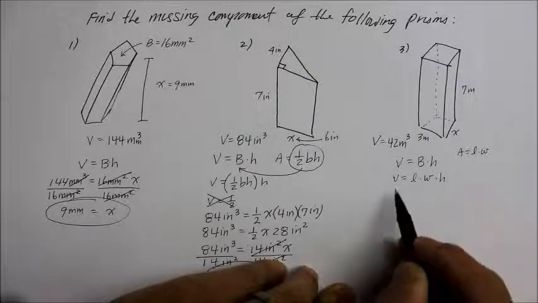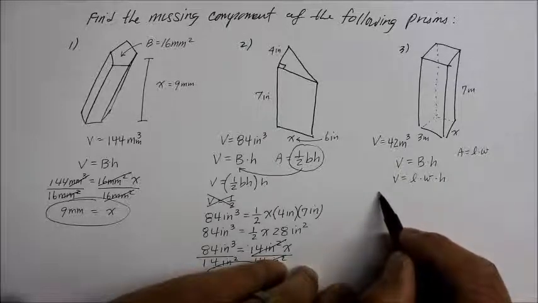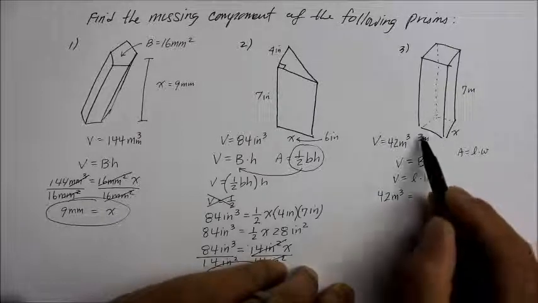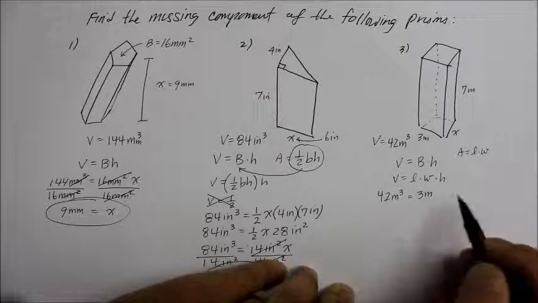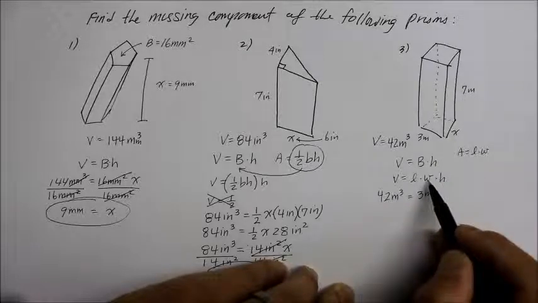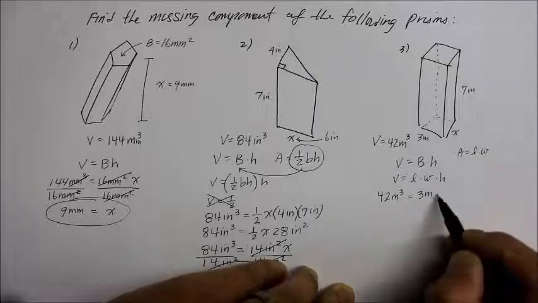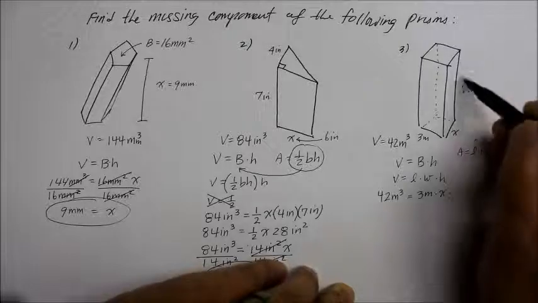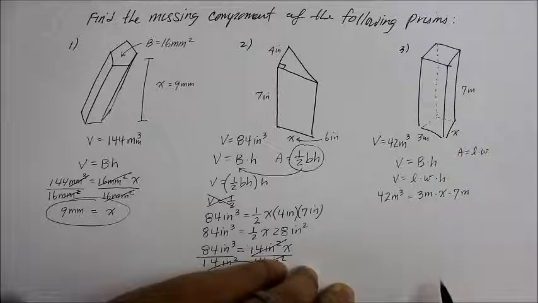So the V is given as 42 meter cubed. So let's put that 42 over here. Meter cubed. The length is given as 3 meters. 3 meters right there. What we do not know is the W, the width. And since the width is represented by an X, let's put an X right there. So times X. Times the height, which is given as 7 meters. So there's 7. Okay, now let's start solving for the missing X.